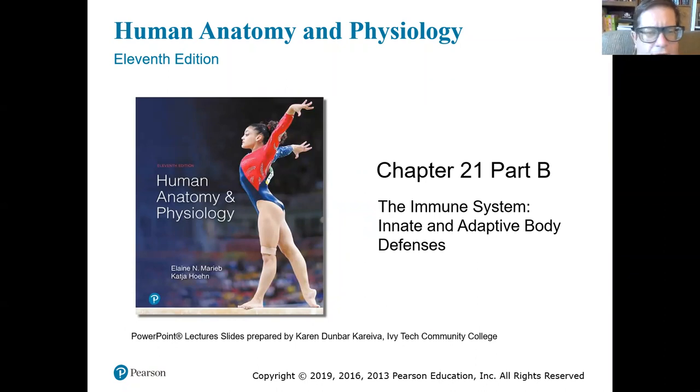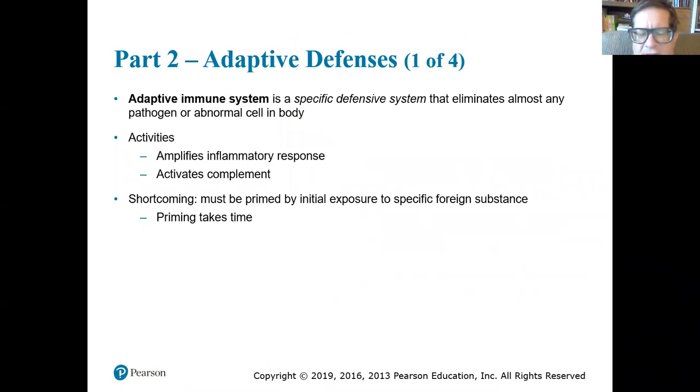Okay, and now we're going to start on the part B PowerPoint. We're going to do the adaptive stuff. We've been through the innate, the stuff that's not specific to the invader. You remember that was the physical barriers, and then the phagocytes. The adaptive system is more powerful, but it takes longer to ramp up. It will destroy most pathogens, most abnormal cells in the body.